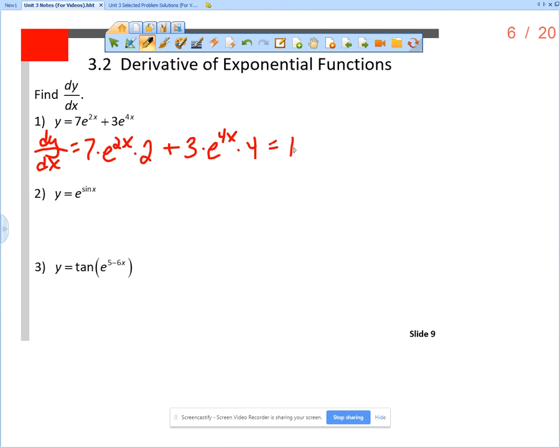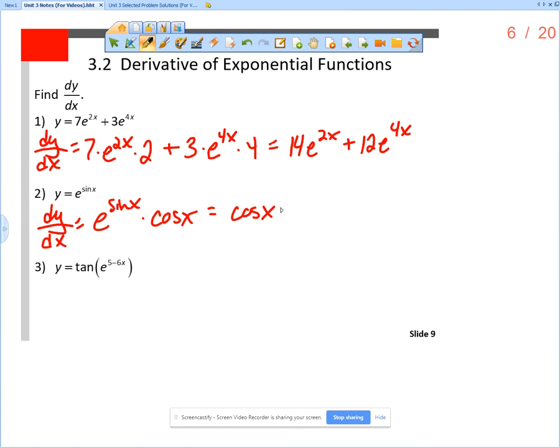We would clean it up a little and rewrite it as 14e to the 2x plus 12e to the 4x. Now the next one, number 2, y equals e to the sine x. So dy dx, once again, I'm going to take the derivative of e to the sine x. So e to the sine x times the derivative of sine x, which is cosine x. You might rewrite it as cosine x times e to the sine x, but really those aren't any different.